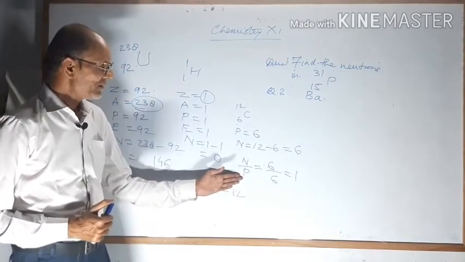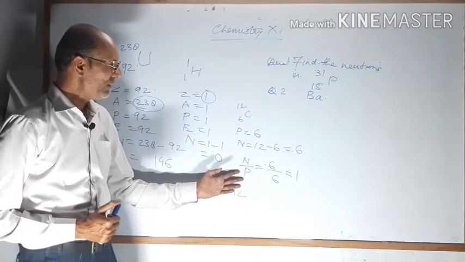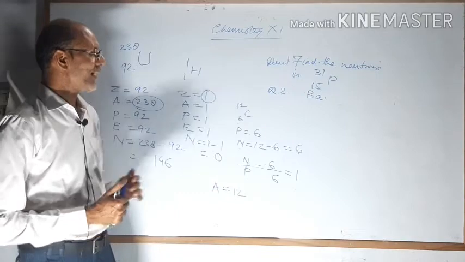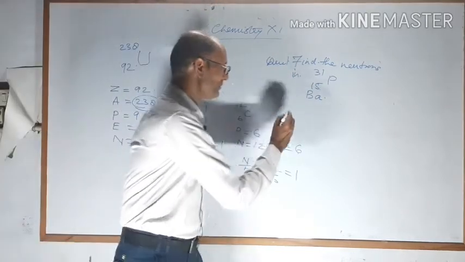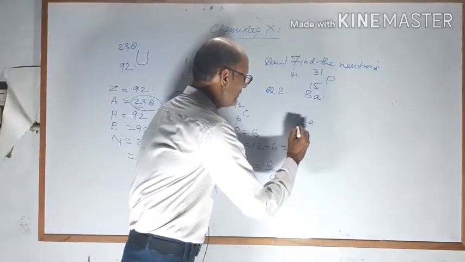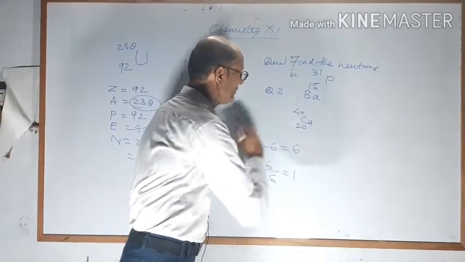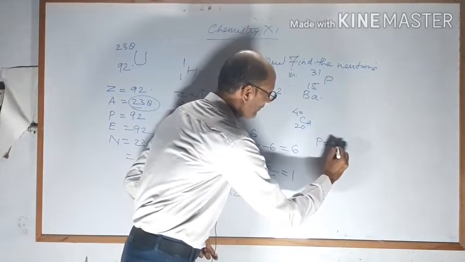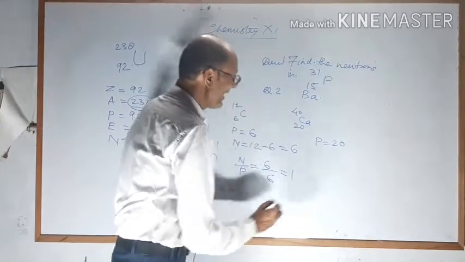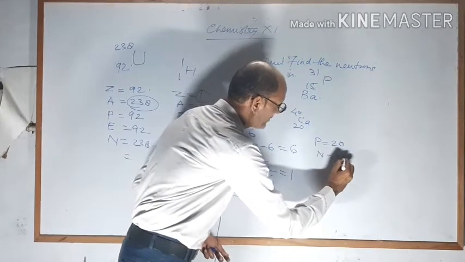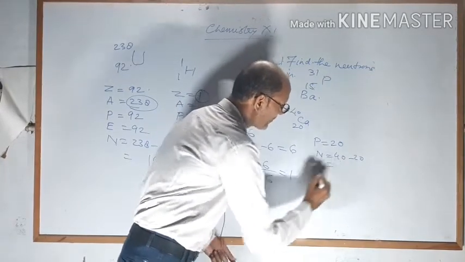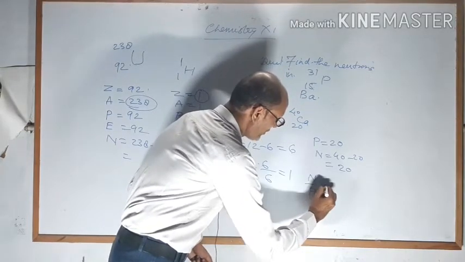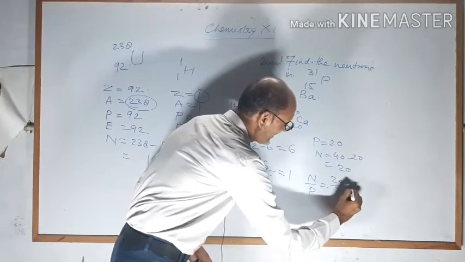You are getting my point? You have to find the ratio of neutron and proton from hydrogen element to calcium. So what will you get? Suppose you are taking calcium, 20Ca40. So the number of protons is 20 and the number of neutrons is equal to 40 minus 20. It is also 20. So N upon P for this is 20 upon 20, that's equal to 1.